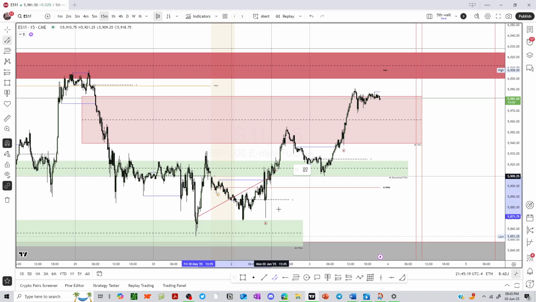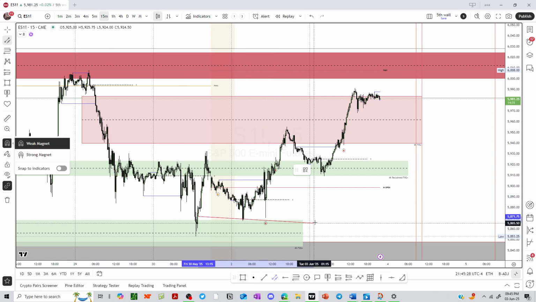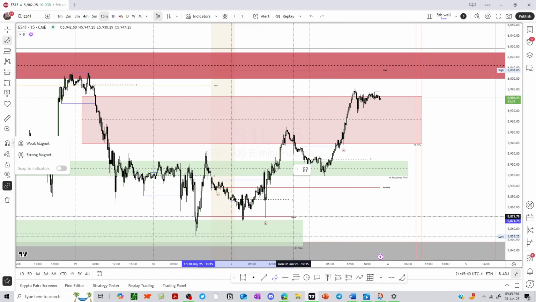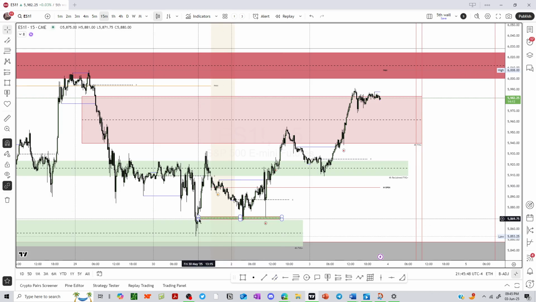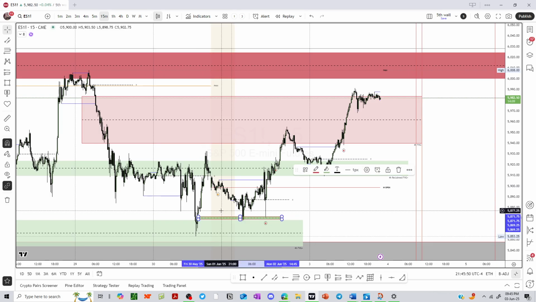Oh, so by the way, if you guys don't know TradingView, I got it on a weak magnet, and click that and you hold the shift key to make it straight. So you don't have to eyeball it. I just did it good just now without the shift key, but you hold the shift key, you just click the button, and then yeah, that's how you do that.